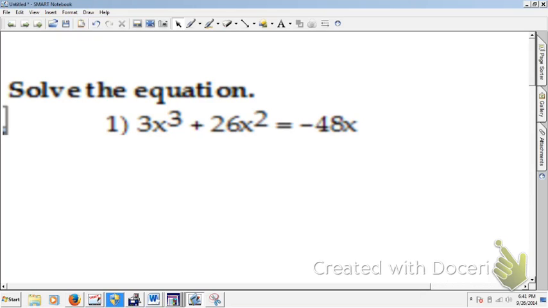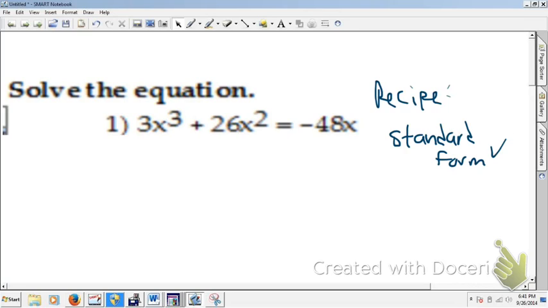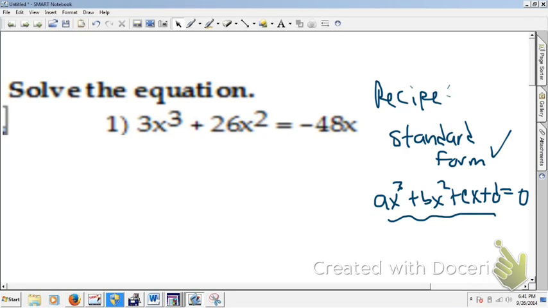Okay, so if you're looking for a recipe for success, here's your recipe. You want to get your equation in standard form. You might be thinking, well, what does that mean? That means descending order. So if you have a cubic equation, get it in descending order and set equal to 0. For example, ax cubed plus bx squared plus cx plus d equals 0. So try to get that nice descending order by the exponents and set equal to 0.